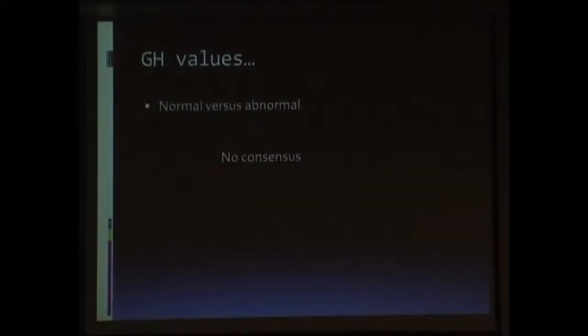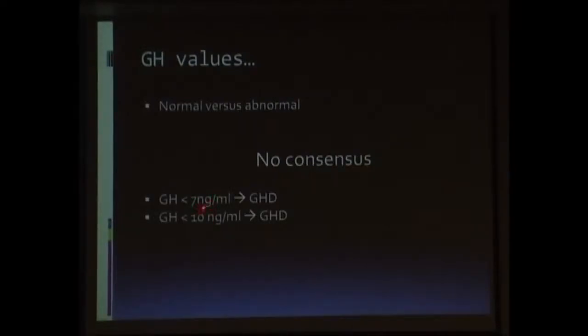What are the growth hormone values which we should consider as normal or abnormal? There is no consensus statement on what values we consider as normal or abnormal for growth hormone. A lot of literature shows a value of less than 7 nanogram per ml considered as growth hormone deficient. A lot of other papers also say a value of less than 10 nanograms per ml can be indicative of a growth hormone deficient condition.